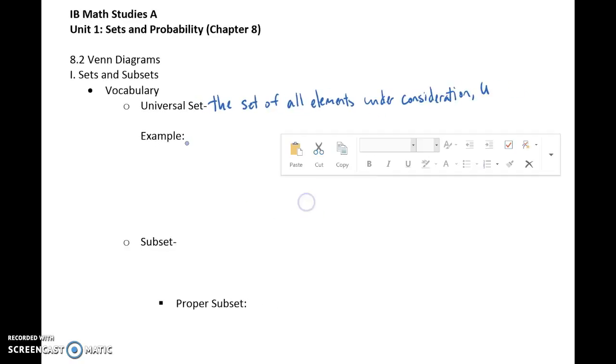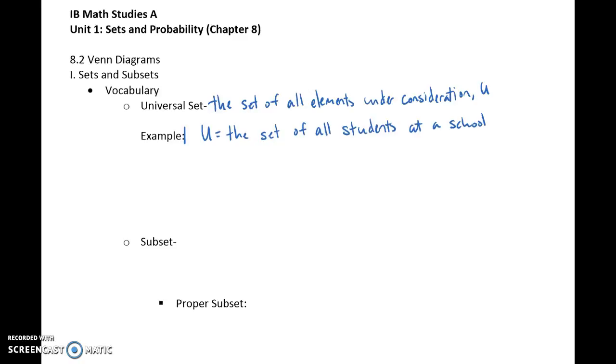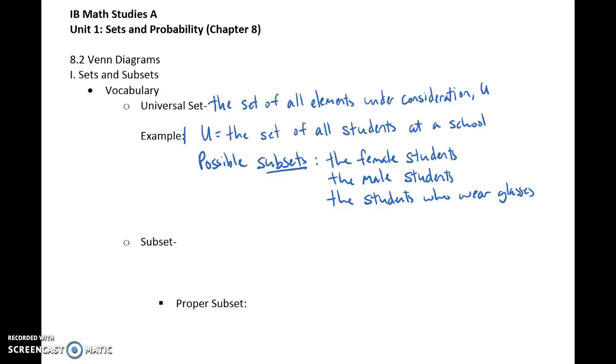So let's call this example 1. Let, for example, U be the set of all students at a school. That means the universal set, or the universal population that we're considering, are all the students at the school. So we can look at other sets within that universal set, for example, all the female students, or all the male students, or all the students who wear glasses, etc. Those sets within the universal set are what we call subsets. So those are just some examples of subsets that lie within U.